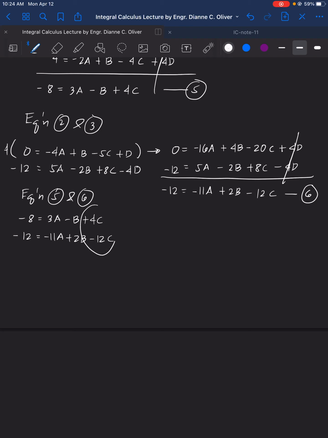Then to eliminate c, let's multiply equation 5 with 3. So we have here negative 24 equals 9a. Let's move it further for aesthetics. Plus, minus 3b.